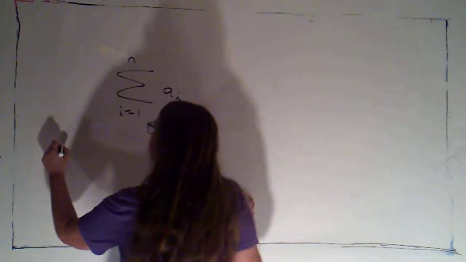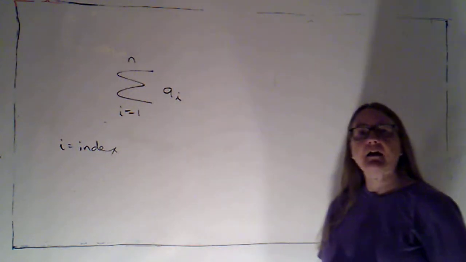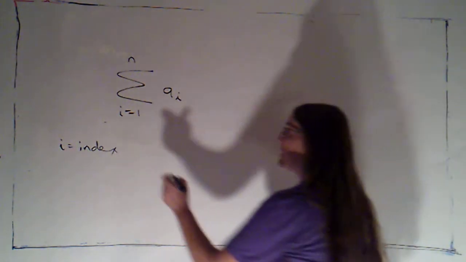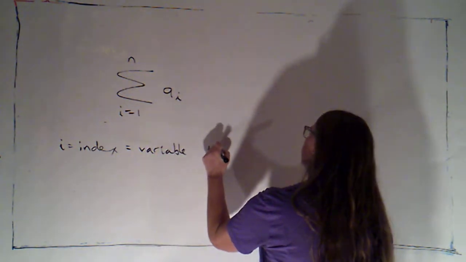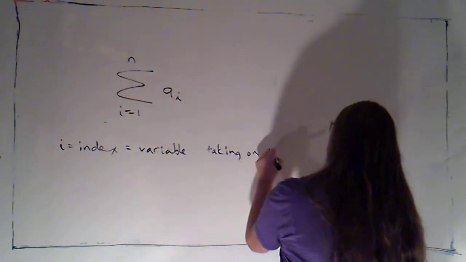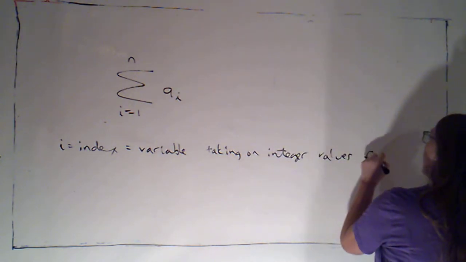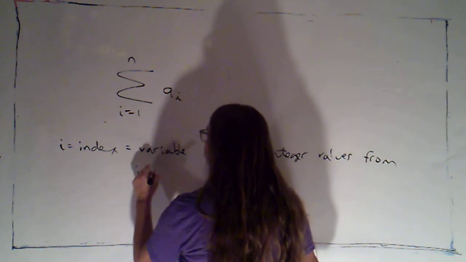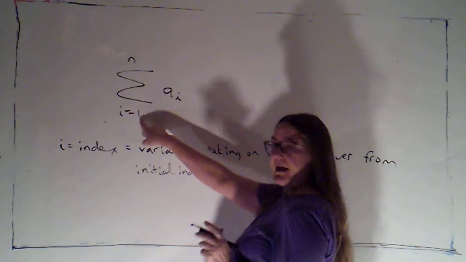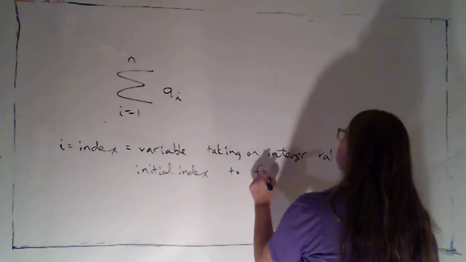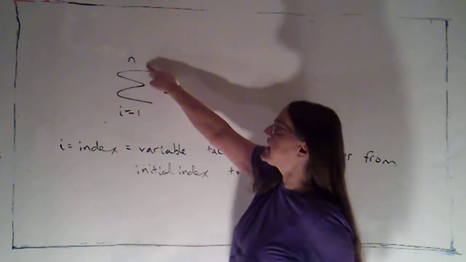So, just a little bit of vocabulary. Okay, i here is my index. That's just keeping track of which term I'm talking about. So it's a variable, and it takes on integer values from the initial index, which in this case is 1, to the final index, which in this case is n.